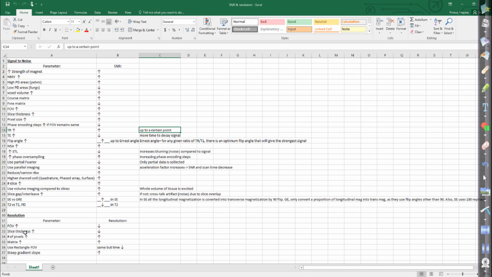And then you have your resolution parameters down here. As you increase your field of view, and you can also say as your matrix stays the same, always put that as matrix stays the same, your resolution is going to go down. As your slice thickness goes up, your resolution goes down. The number of pixels increases within a field of view that remains constant.